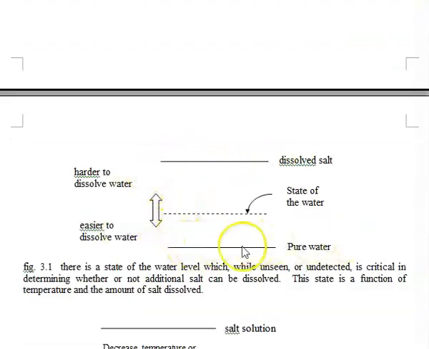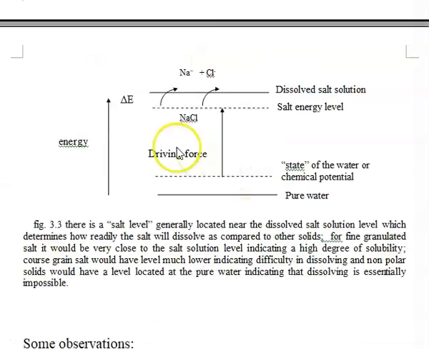This is the pure water. This is the state which goes up and down, and the state of the salt is very close to the dissolved salt level if we're in pure water. So just to repeat that, now that's shown more explicitly here, and there is a driving force which forces the salt to be dissolved. The bigger that arrow is, the easier it is to dissolve the salt.